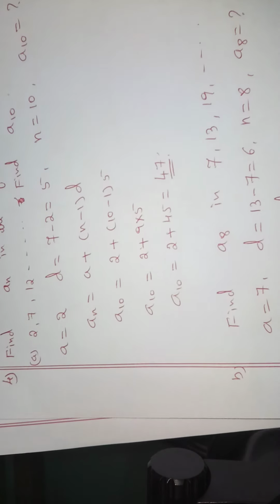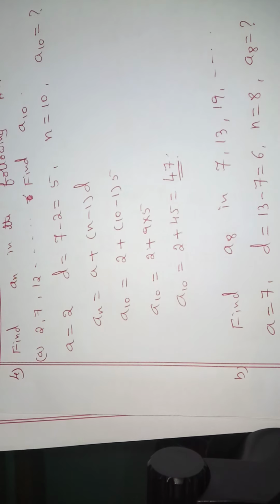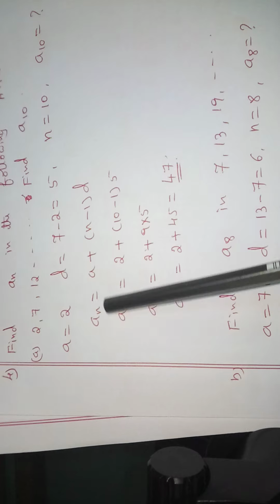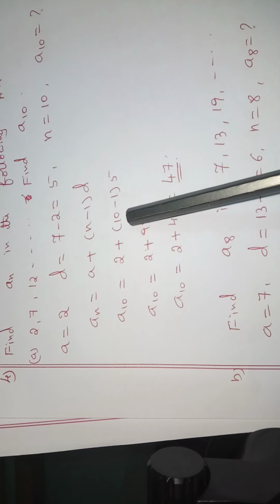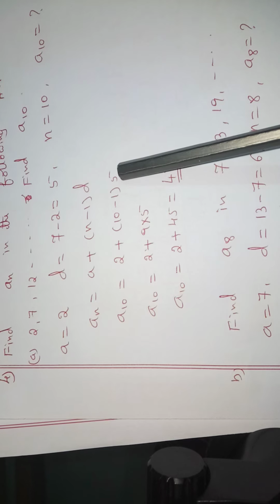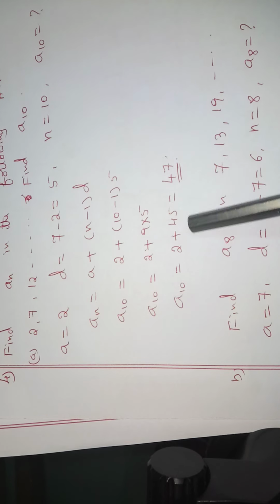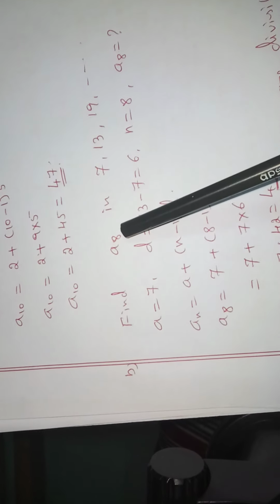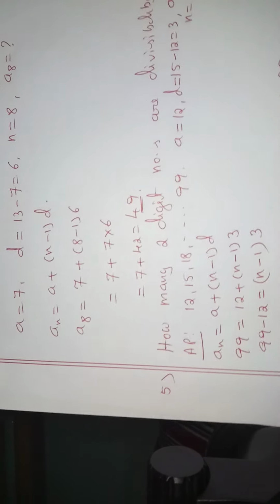Now let us recall what we have studied today. We found the nth term of the AP 2, 7, 12, the 10th term. In the AN formula, A10 is 2 plus 10 minus 1 into 5, 2 plus 9 into 5, 45, 47. Same way we found out the 8th term.